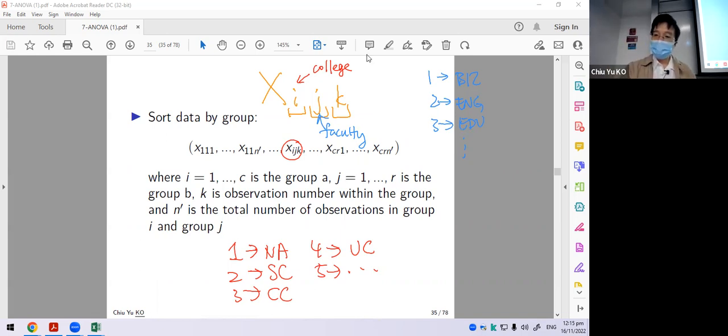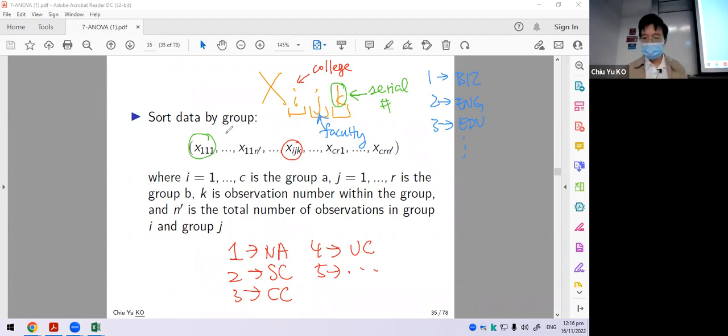Okay, and the last one is K, right? What's K? K is probably what you can call the serial number. It's basically the observation index in that particular grouping, right? Say, suppose we talk about this one, X111, which is the first observation, that is the NA student in business school. Is that clear?